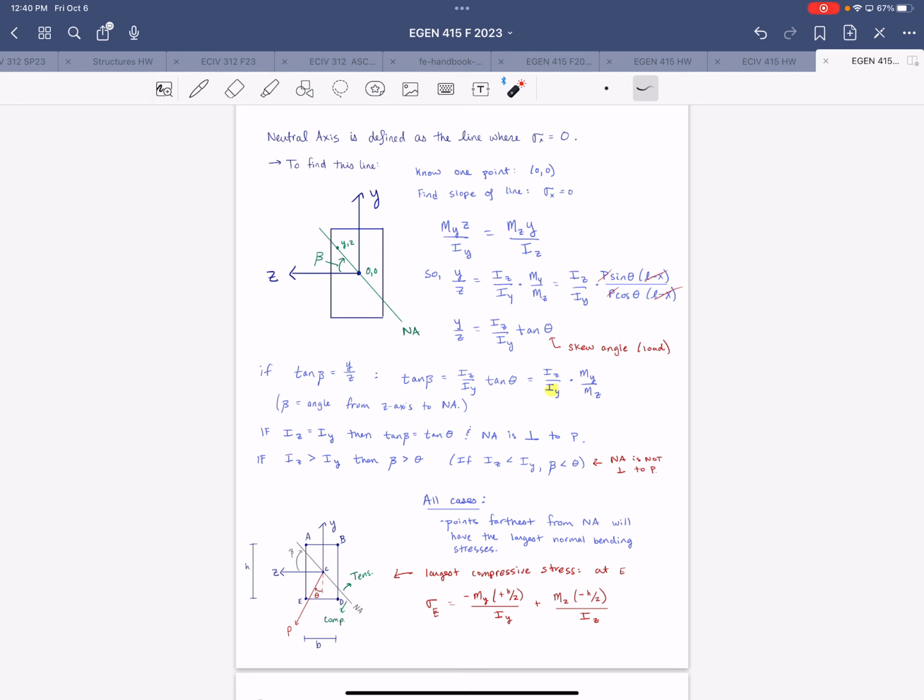Is this essentially just combining, like the M_y z over I_y is for one axis, and the M_z y over I_z is for the other axis? That's correct, you're just combining those effects to get the net normal stress from bending at a specific point on the cross section. Exactly.